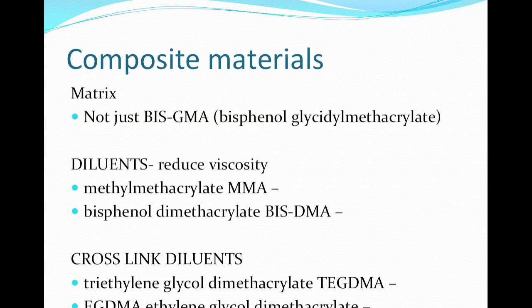Okay, so firstly, the matrix is not just BIS-GMA. So there's a little bit more to it than that. There are diluents and cross-linked diluents. They reduce the viscosity of the material and make it easier to work with the material.